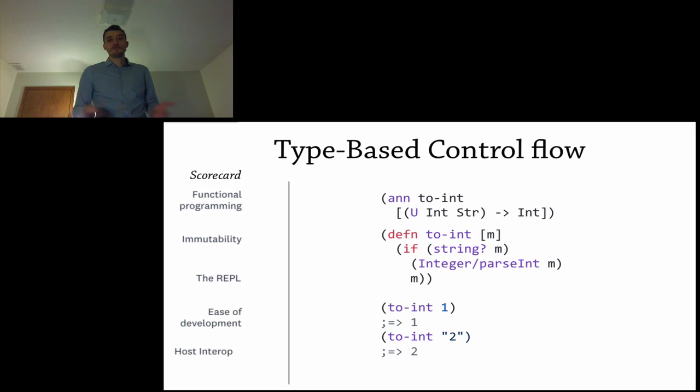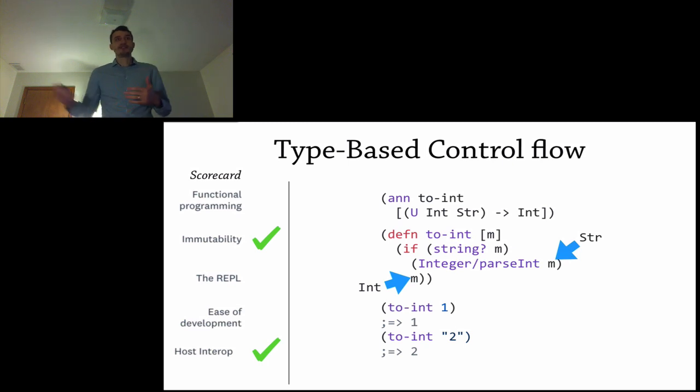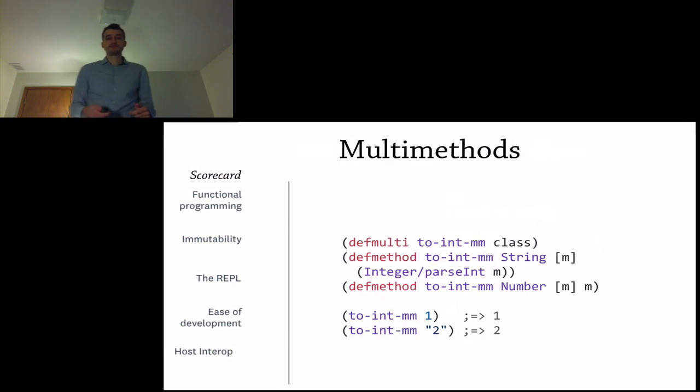And this is all straight from Typed Racket. The idea is that you say that the input can either be an int or a string, and then occurrence typing automatically infers, based on the annotation of string question mark, that the then branch has a string and then the else branch has an int. This shows immutability because m is actually an immutable binding, and host interoperability because parseInt is a Java method.